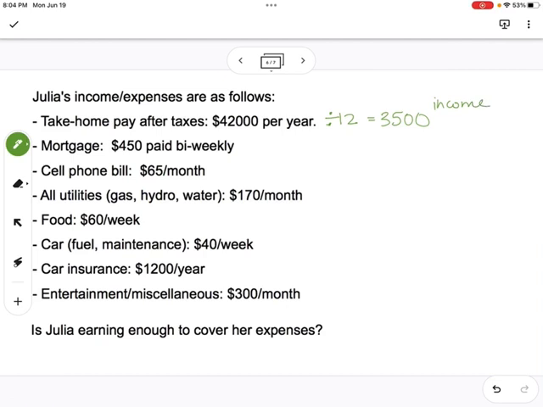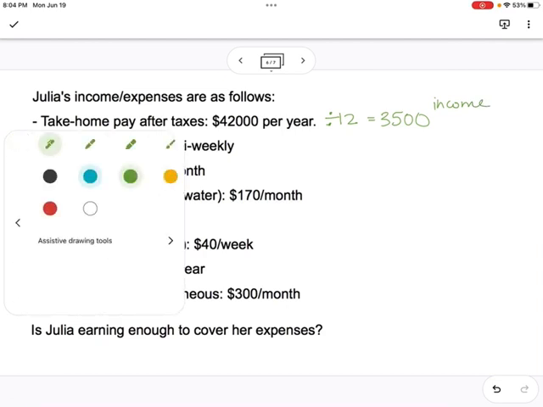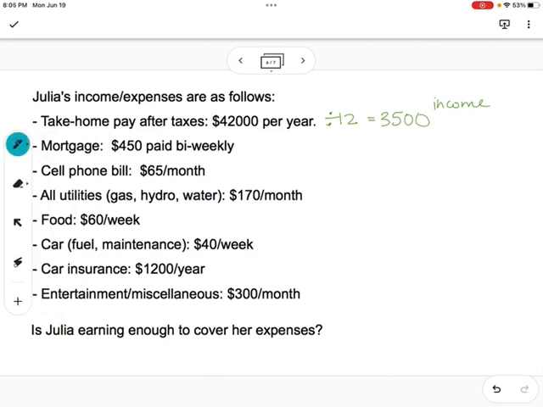And I'll switch to a different color for expenses. Okay, so talking about mortgage, paying $450 bi-weekly. So the $450 is going to happen 26 times. So we multiply that by 26 and then divide by 12 from there to get our monthly. So we get $975 for mortgage. The cell phone bill is $65 a month. We don't need to do anything with that. It's just $65.